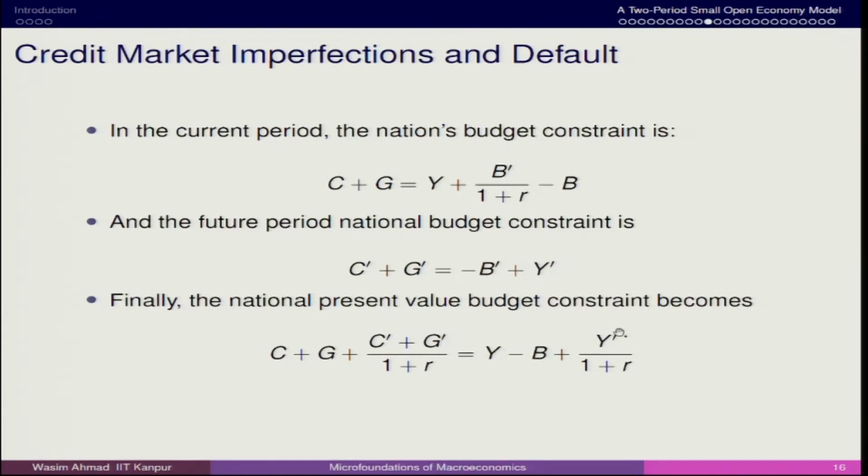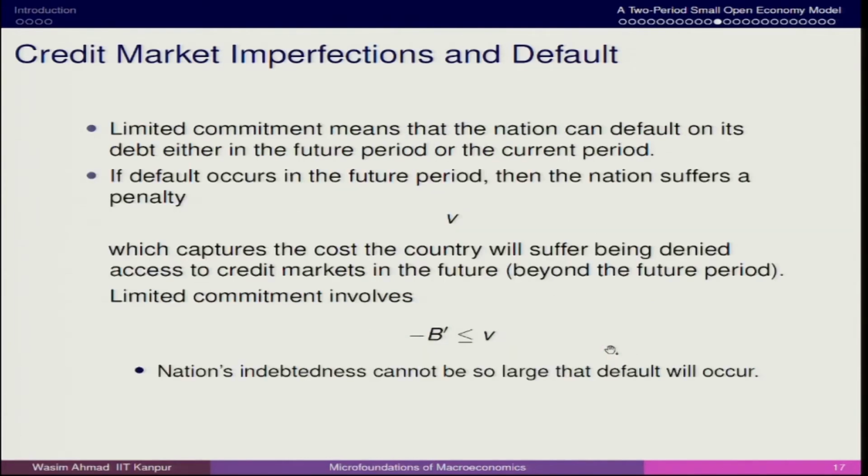If you try and incorporate this into the national present value budget constraint, so what we had here, we had Y plus Y transpose upon 1 plus R. Here we are also adding the minus B term here. So, what it becomes? It becomes C plus G plus C transpose plus G transpose upon 1 plus R. Here we have Y minus B plus Y transpose upon 1 plus R.